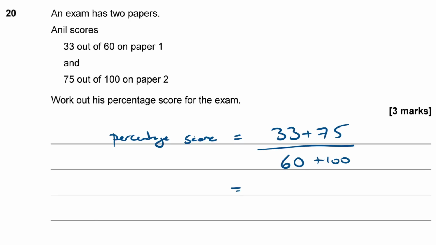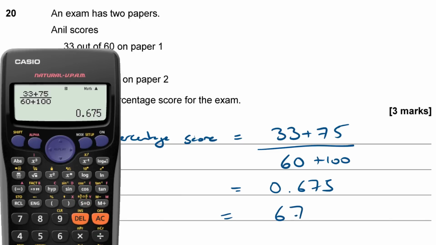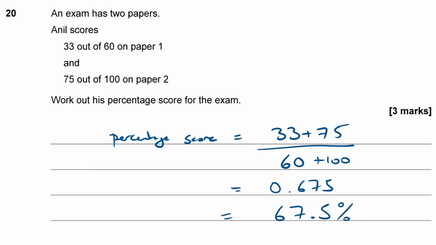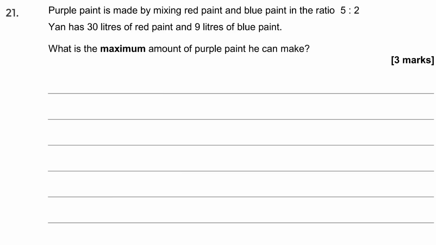Okay, so what's 33 and 75? We can just do that on a calculator actually. So 33 plus 75 over 60 plus 100. Now that comes out to be 0.675, which as a percentage is 67.5%.